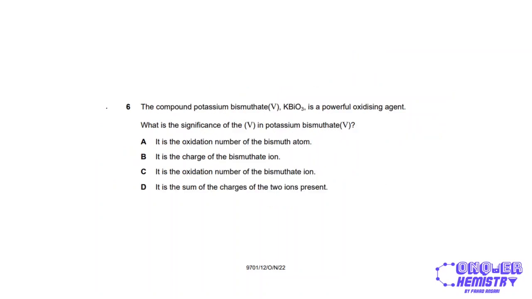All right, so another question on redox reactions, or at least that concept. It says the compound potassium bismuthate(V), KBiO3, is a powerful oxidizing agent. What is the significance of the 5 in potassium bismuthate(V)? Now the thing is that whenever we have a Roman numeral after the name of some ion, this is actually the name of the BiO3, all right?